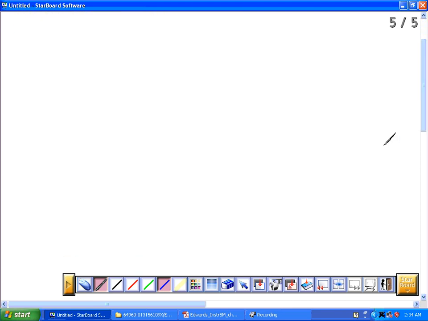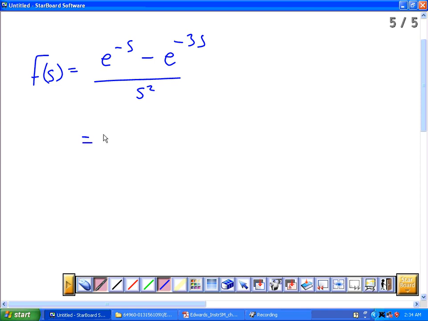What if I have already the Laplace transform and I want to get back to where I came from? Okay, suppose you had F of s was e to the minus s minus e to the minus 3s over s squared. Okay. Well, first things first, let's break it into two pieces. It's e to the minus s over s squared. And it's minus e to the minus 3s over s squared.